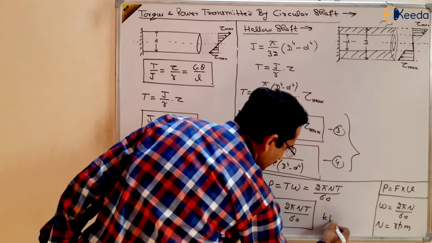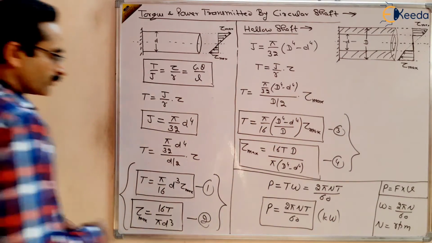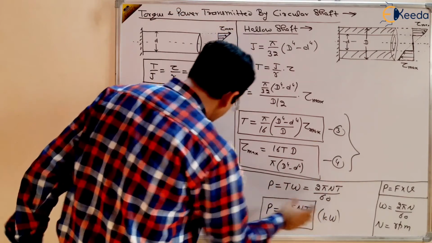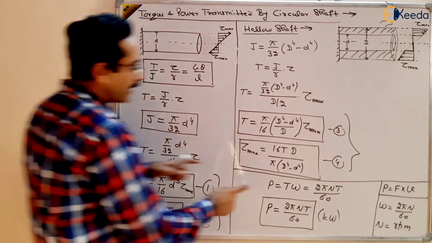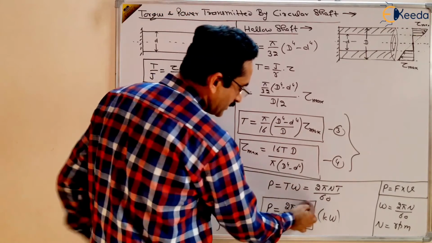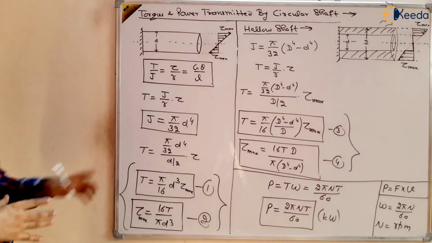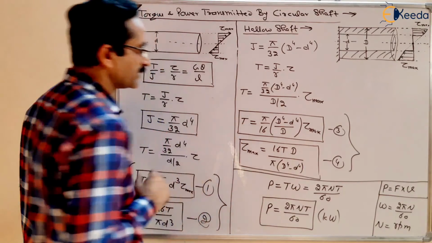This much kilowatt of power is transmitted by the shaft, and the torque will be taken from equation number 1 for the solid shaft, and equation number 3 for the hollow shaft. Use this torque in this equation of power, and you will get the maximum power transmitted by the shaft and the maximum torque which will be transmitted by the shaft.